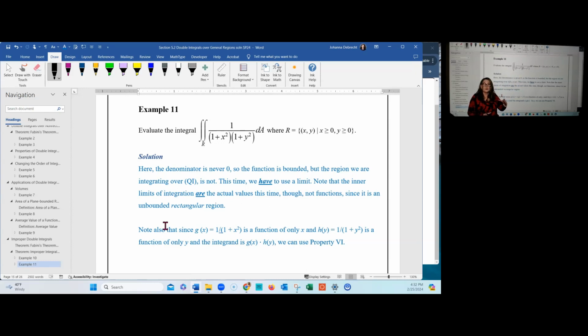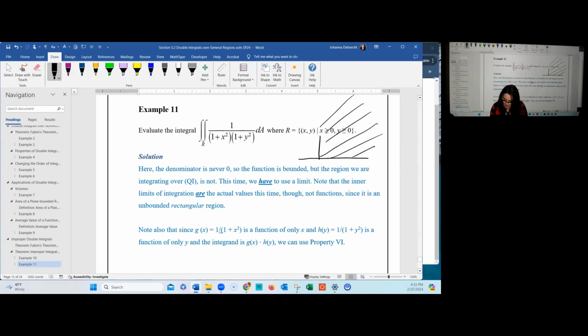However, the region over which we are integrating is in fact unbounded. When we say x greater than or equal to 0 and y greater than or equal to 0, what we're talking about is the entirety of quadrant 1. We're talking about all this space forever and ever, extending both to the right and up forever. While the function is bounded, the z values are bounded, the domain over which we're integrating is not bounded. Let's now talk about how we might set this up.